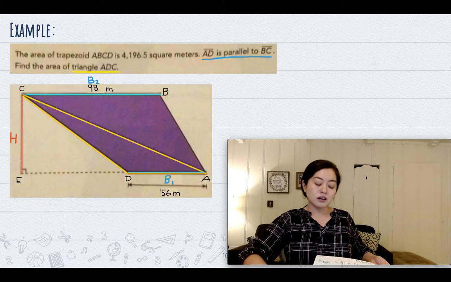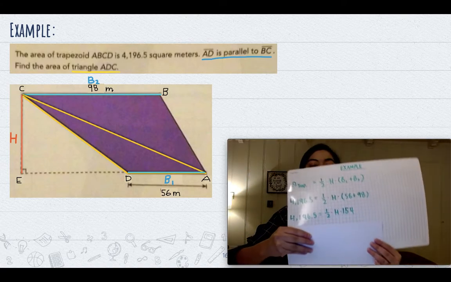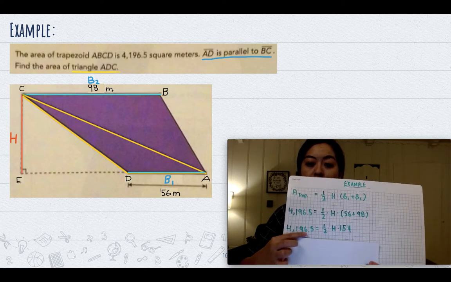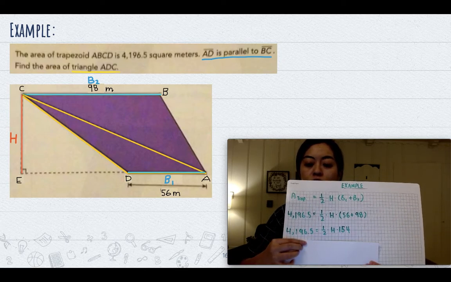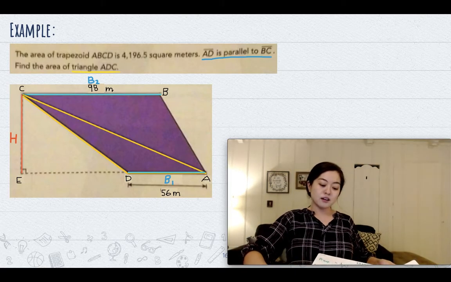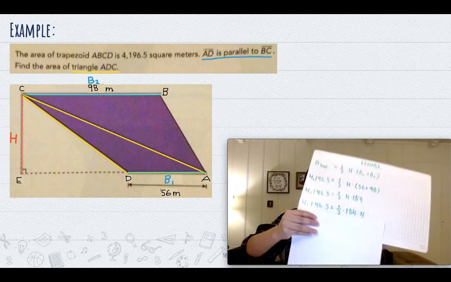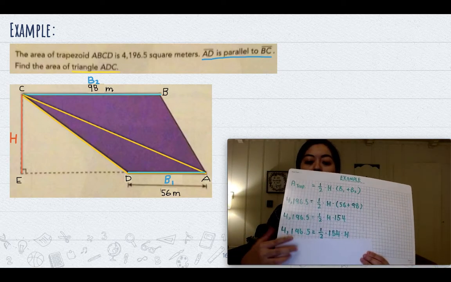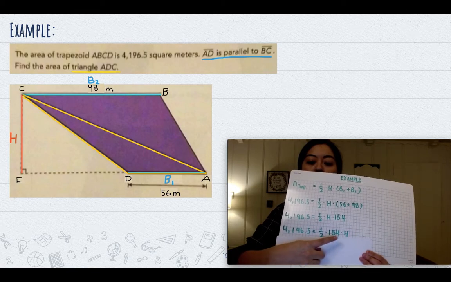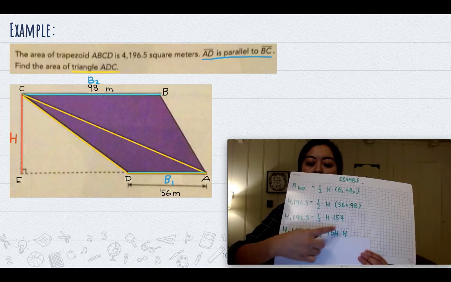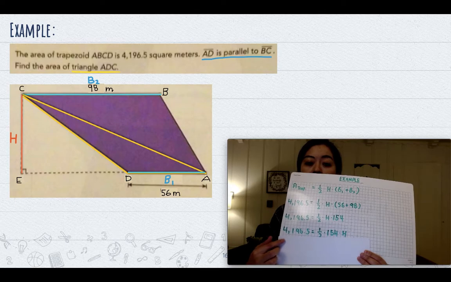Then I'm going to solve my addition sentence inside my parentheses, and it becomes 154. 56 plus 98 becomes 154. Then my goal is to take half of 154. Okay, so I'm going to do half of 154, and I'm going to multiply it by h. I just switched the positions around here from this to this. Okay, all right. And I still know my area as this.